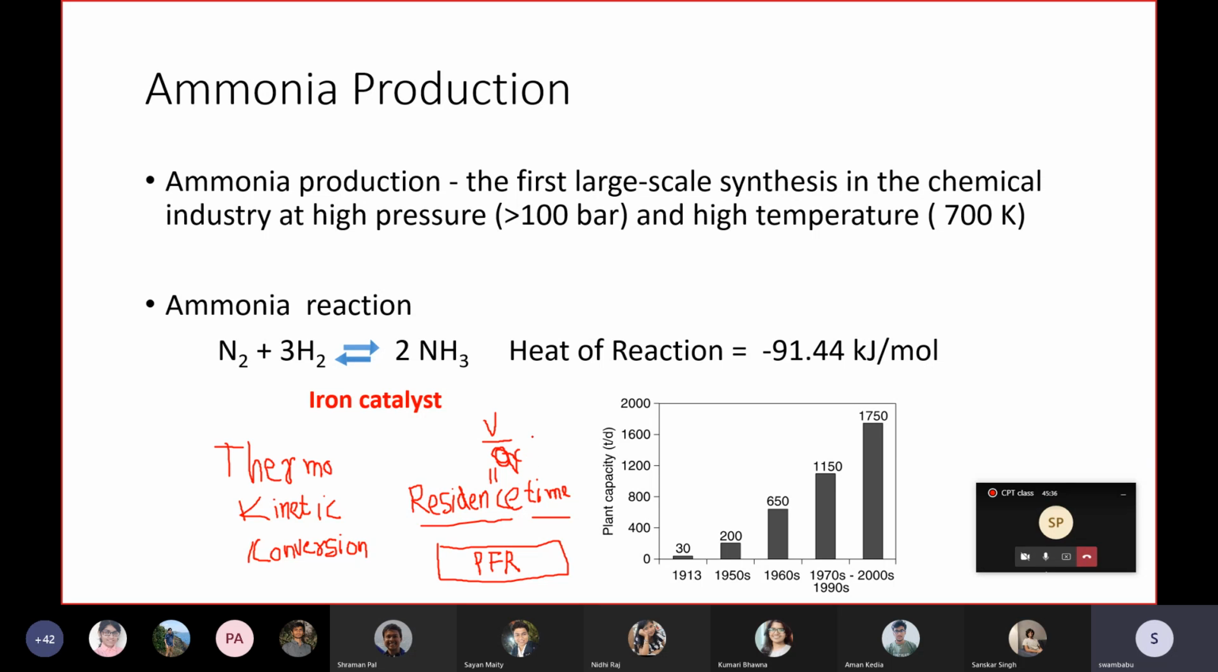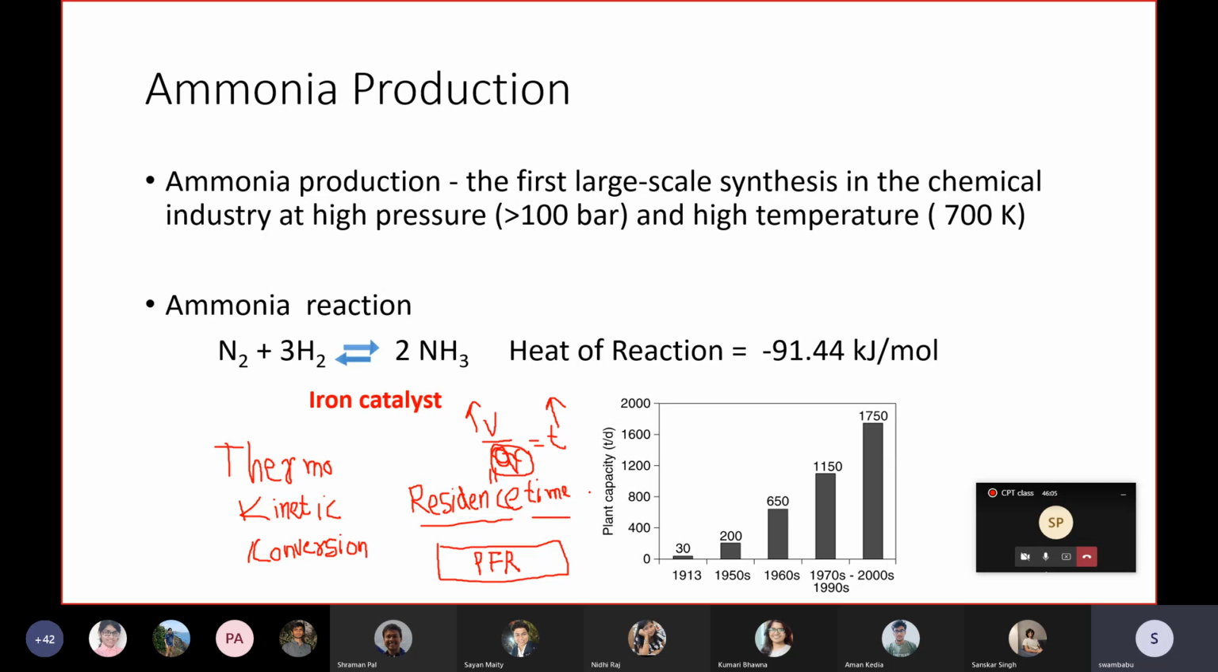So this is equal to residence time, let's say T. The volumetric flow rate is constant. The reactant inflow will always be constant. High residence time means high volume. Residence time is the volume of the reactor divided by the volumetric flow rate. Input to the reactor is always constant.